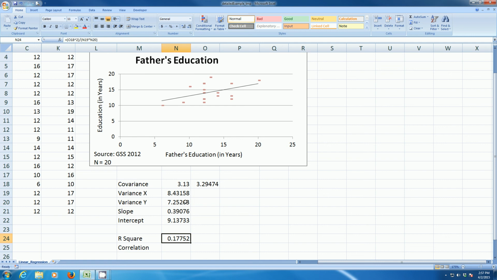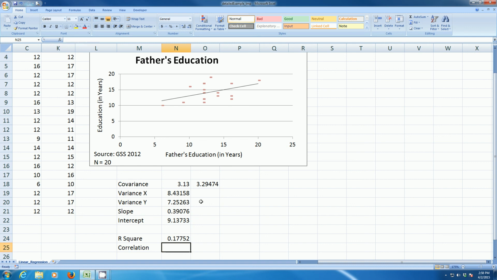Now you might be wondering, why is it so low? Well, there are several other factors that determine how much education a given person gets, and father's education is just one factor among many we could consider. There might be things like age or socioeconomic status or race or sex that also relate to education that we're not capturing. So this single factor accounts for about 18% of the variation. But if we added more factors and made a multiple regression model, we would probably have a better fitting model than the one we have right now.